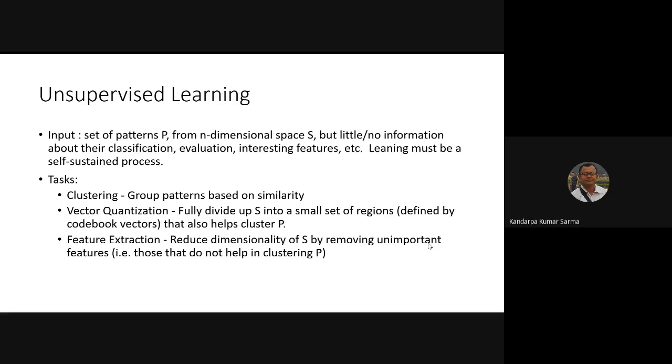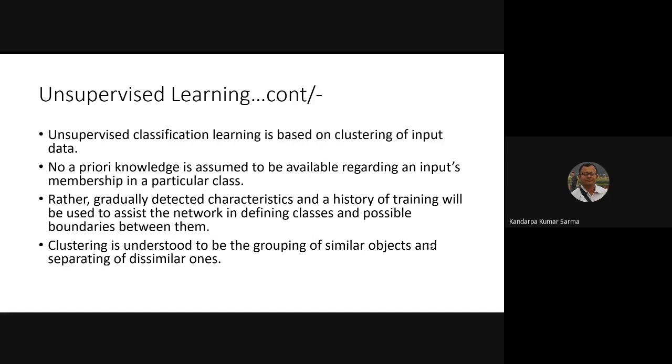Then you can do feature selection. That means you will be reducing the dimensionality of the sample space S by removing the unimportant features. That is, those features that you find are not suitable for doing the clustering, you will be removing them. So unsupervised classification learning is based on the clustering of the sample feed. You do not have any prior knowledge.